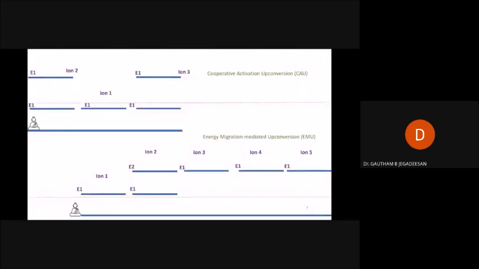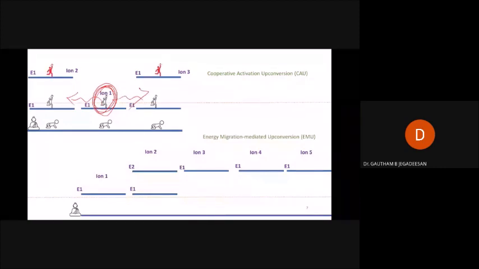Cooperative activation upconversion is also a simple process in which initially there are electrons in the ground level. Those electrons, by absorbing the energy, get excited to a different energy level of ion 1, ion 2, and ion 3. And now the excited state, the electron present in the ion 1 will be shared by both ion 2 and ion 3, and gets excited. And now you will get the combined energy to give you the upconversion.